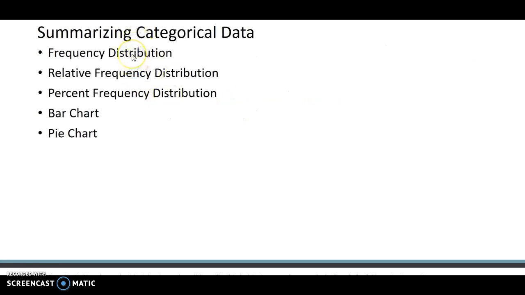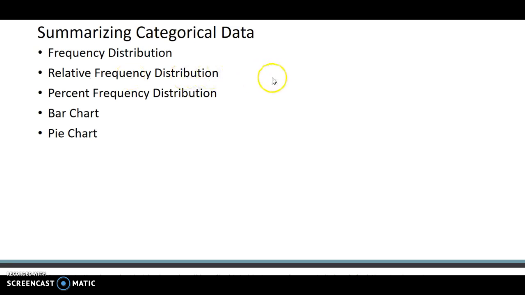We're going to be looking at a frequency distribution. That's a count. A frequency is how many times something occurs. If you ever listen to FM radio, the different channels on the dial deal with the frequency, how many waves there are per foot or whatever. Relative frequency distribution, that is a decimal.